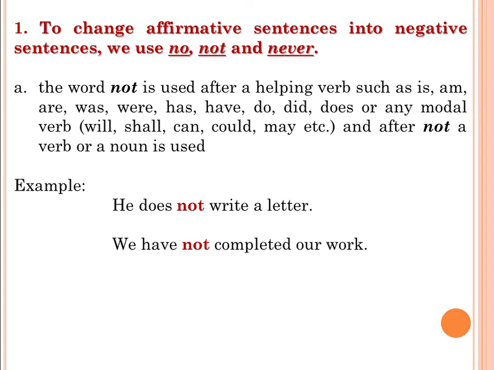Here we have the sentence, we have not completed our work. In this sentence, you can see the word not is used after the helping verb have and before the main verb completed. In the same way, we can see here I cannot drive a car. Here the word can is a modal verb and drive is the main verb, and in between them we have used the word not to show the negation, that I, who is the subject here, cannot drive a car.